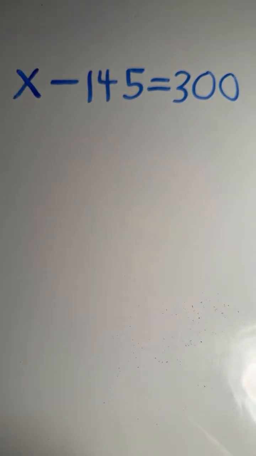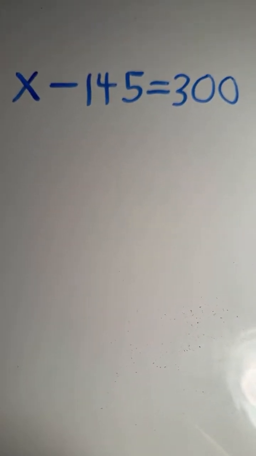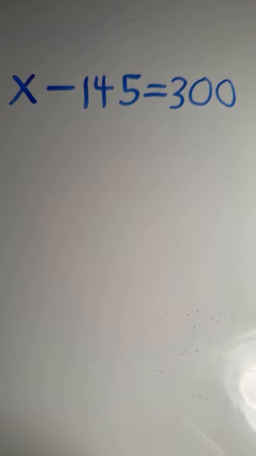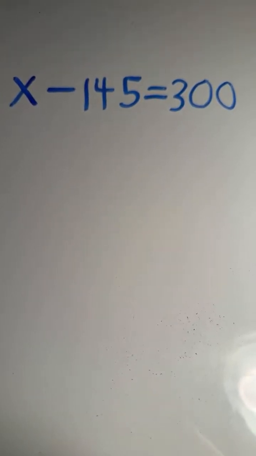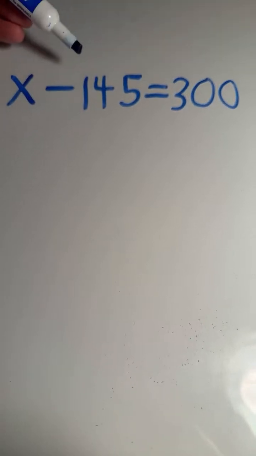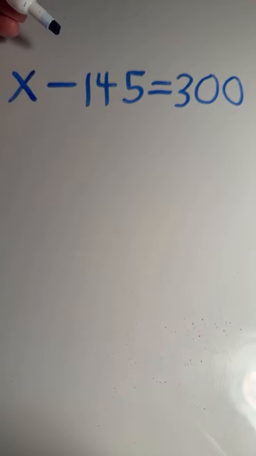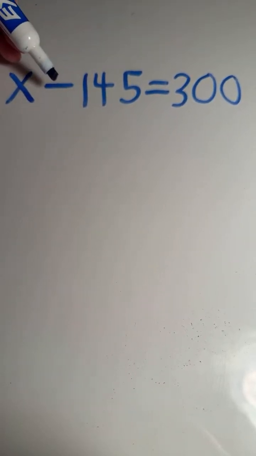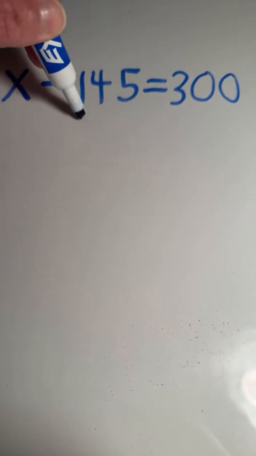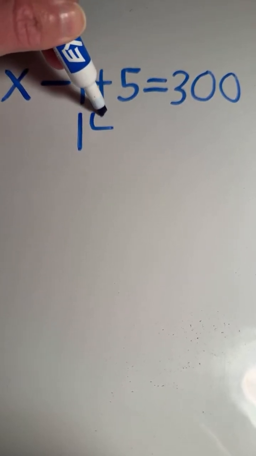So for the next example, x minus 145 equals 300. Again, to find the value of x, we have to get this 145 on the other side of the number line. And we do that by doing the opposite of whatever the operation is. Since the operation is subtraction, we have to add to get the number on the other side of the number line.